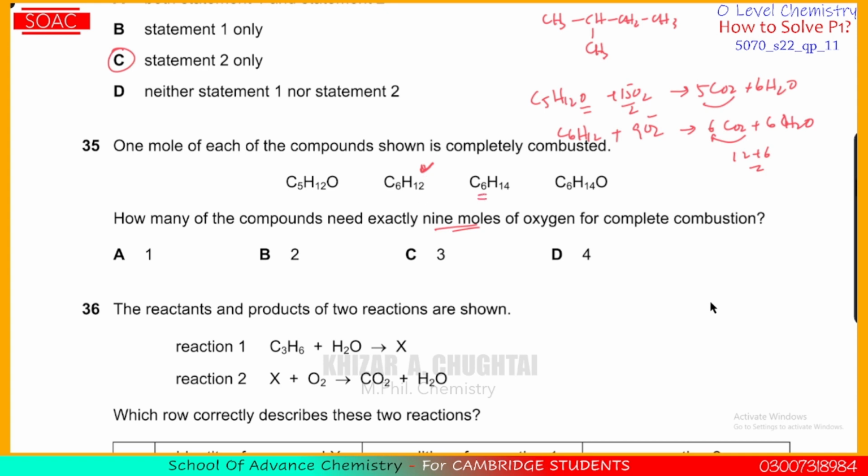What about C6H14? C6H14 plus O2 goes to 6 mole of CO2 and 7 mole of H2O. And 6 2s are 12 plus 7, that is equal to 19. So 19 by 2, not the 9.